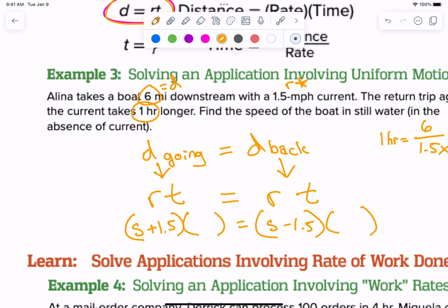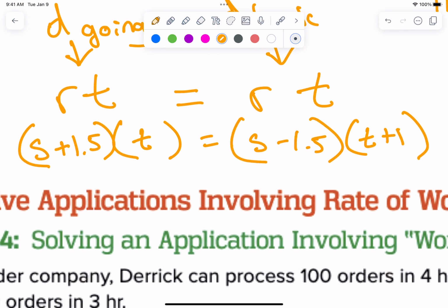So this is T plus 1 and this is T. But how do we solve for S and T at the same time? Can we just guess and test? Who is my guess and tester? Somebody always used to say guess and test. Probably Eli or something. I don't remember. Okay?